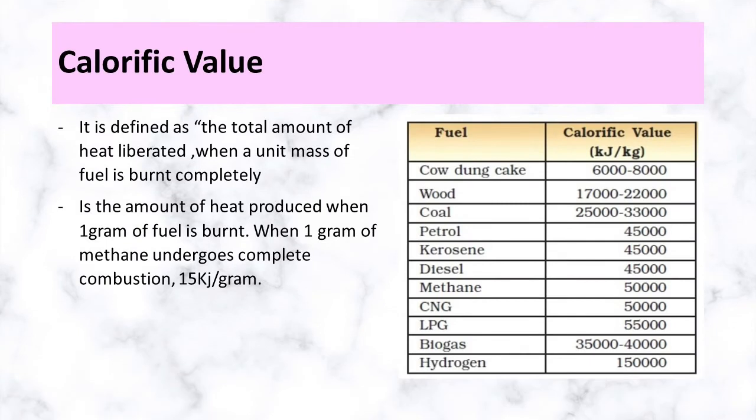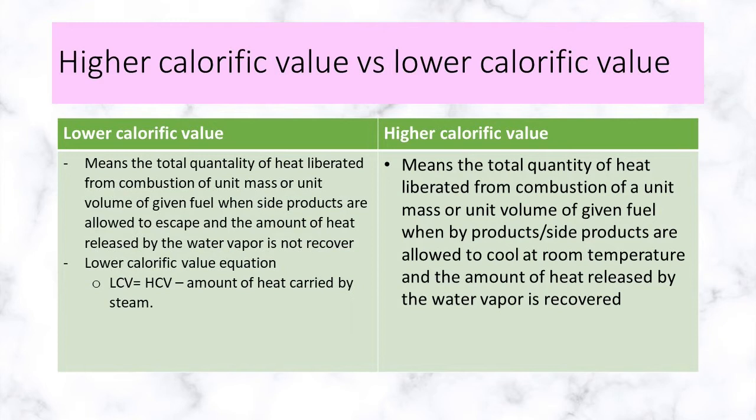Caloric value is defined as the amount of heat liberated when a unit mass of fuel is burned completely. It is the amount of heat produced when 1 gram of fuel is burned. When 1 gram of methane undergoes complete combustion, it's 15,000 kilojoules per gram. As you can see on the right side, the different caloric values of different fuels.